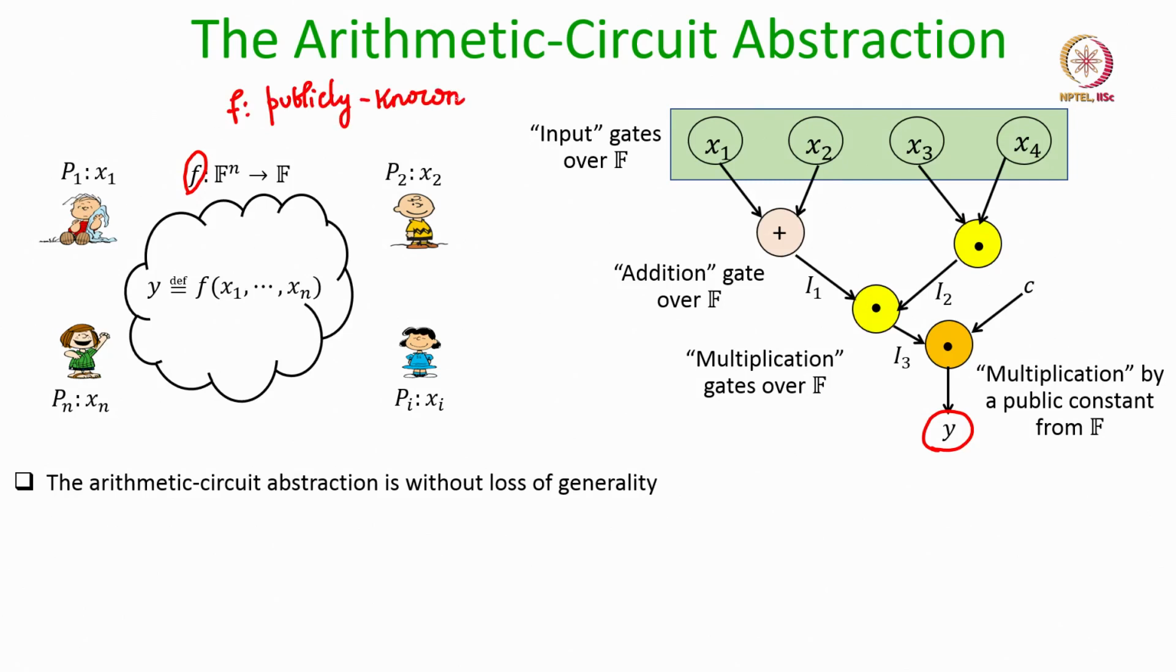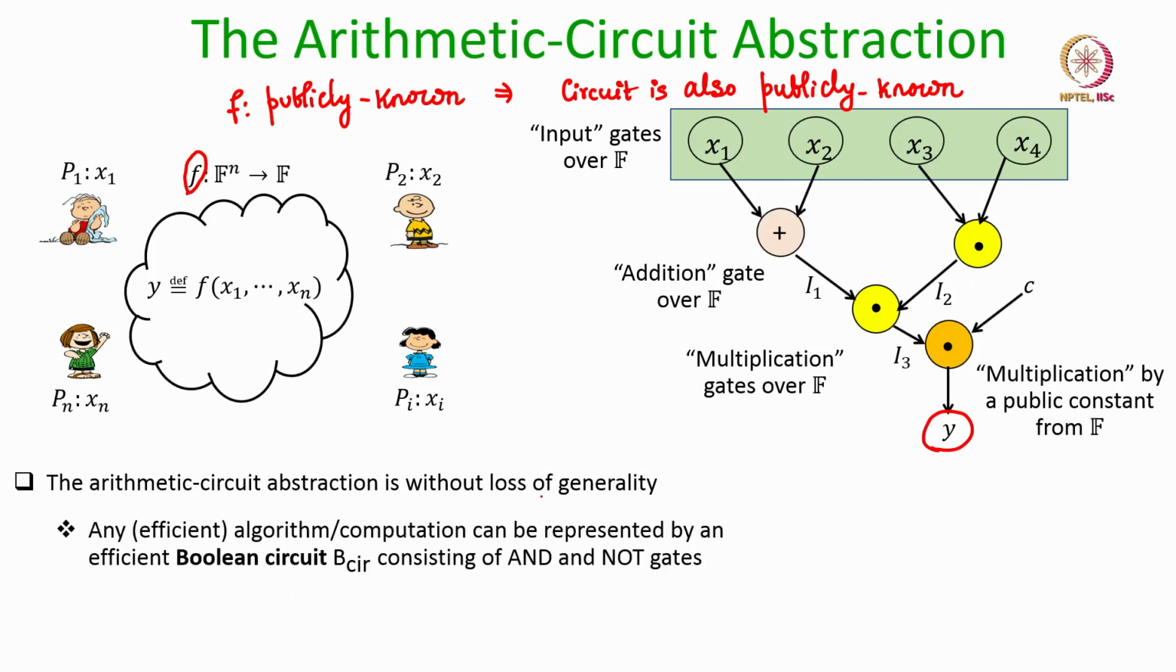So, the function f is publicly known, that automatically implies that the circuit is also publicly known. Now, you might be wondering, is it possible to always represent any computable function small f as an arithmetic circuit over some finite field, and the answer is yes. This arithmetic circuit abstraction is without loss of generality.